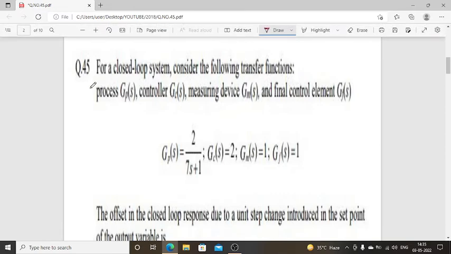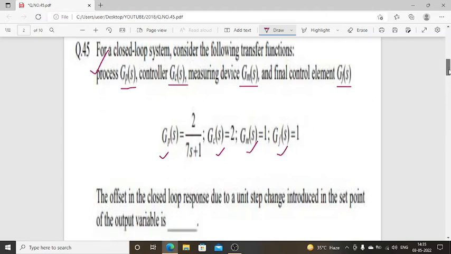Question number 45. For a closed loop system, consider the following transfer functions: process transfer function GP of S, controller transfer function GC of S, measuring device transfer function GM of S, and final control element GF of S. GP of S is 2 by 7S plus 1, GC of S is 2, GM of S is 1, and GF of S is equal to 1.